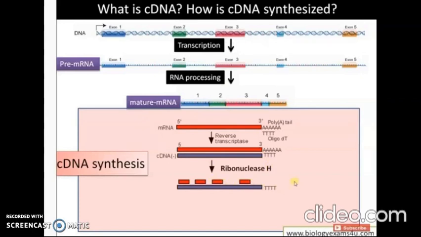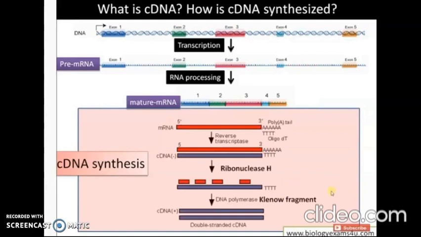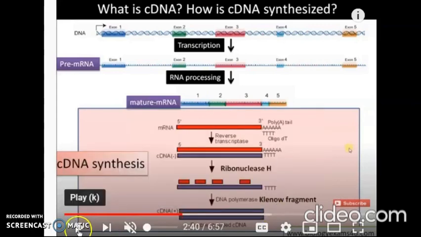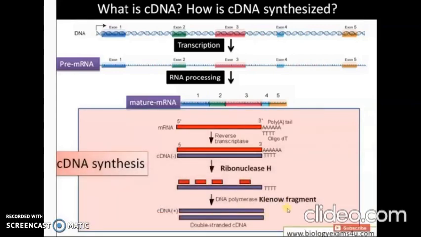Now an enzyme like ribonuclease H is used to cleave the RNA, and a DNA polymerase like Klenow fragment is used to synthesize the second strand. This complementary DNA can be used to construct a cDNA library.